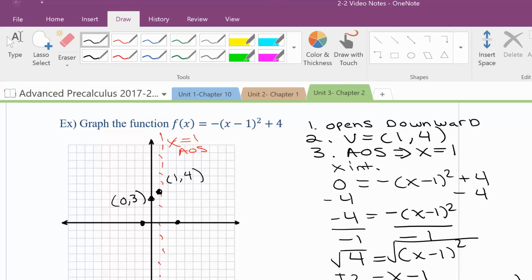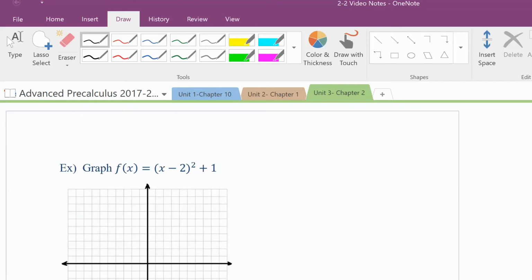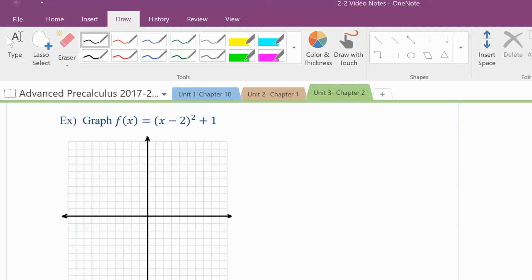Notice the x-intercept is 2 spaces away from the axis of symmetry and 2 spaces away to the right. So that means using symmetry, since this is 1 space over, then this is also going to be 1 space over. So I'm going to have 2, 3 as my point here. And now it's a symmetrical parabola, and I'll just graph it. There you go. All right, let's try the next one.